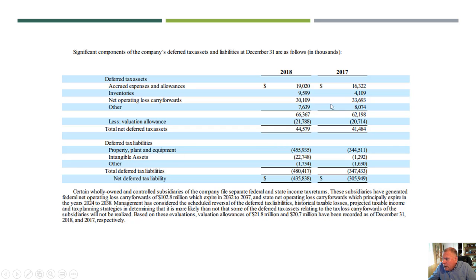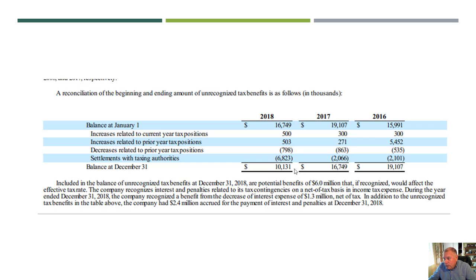When we keep going, they actually break down where the deferred tax assets and liabilities come into play, both from the assets and from the liabilities. So these again are all timing differences, okay? But we know here's the net deferred tax liability is $435. Remember, last year they reduced it by the valuation. They increased it this year because of the expansion that they engaged in. And they do a reconciliation of the tax, unrecognized tax benefits.